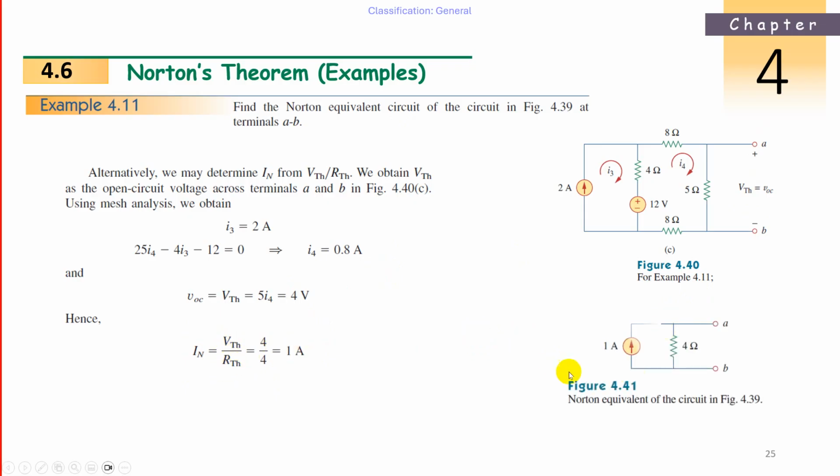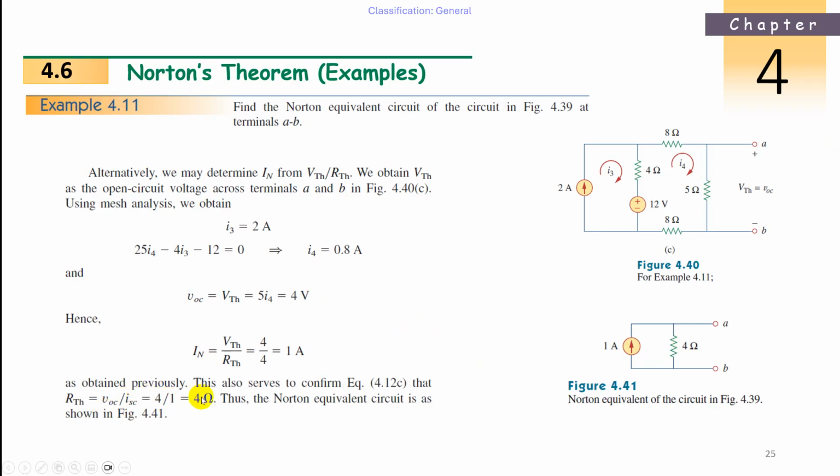So this is how the equivalent circuit can be formed. We have two methods shown here. We can use any one of the methods to make fewer steps. So this is your equivalent circuit, with RN of 4 ohms and IN of 1 ampere.